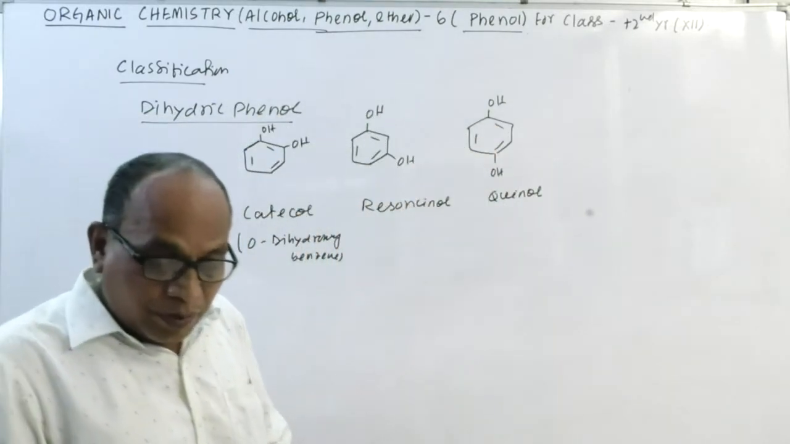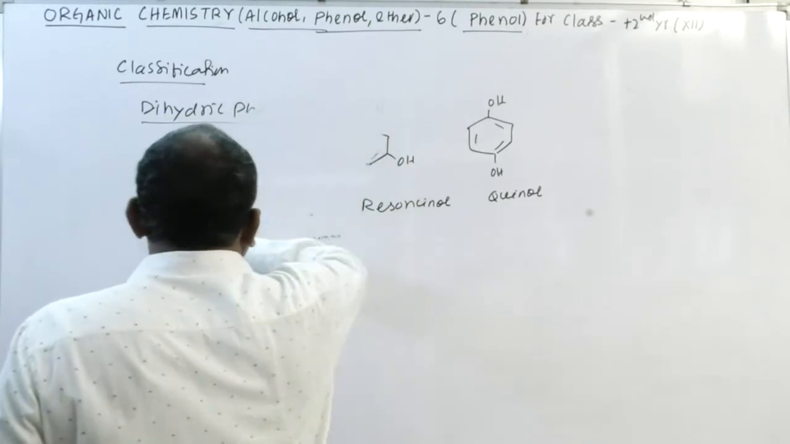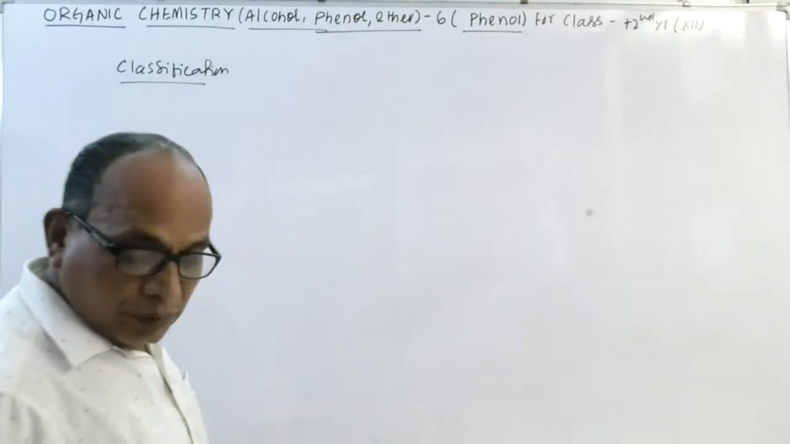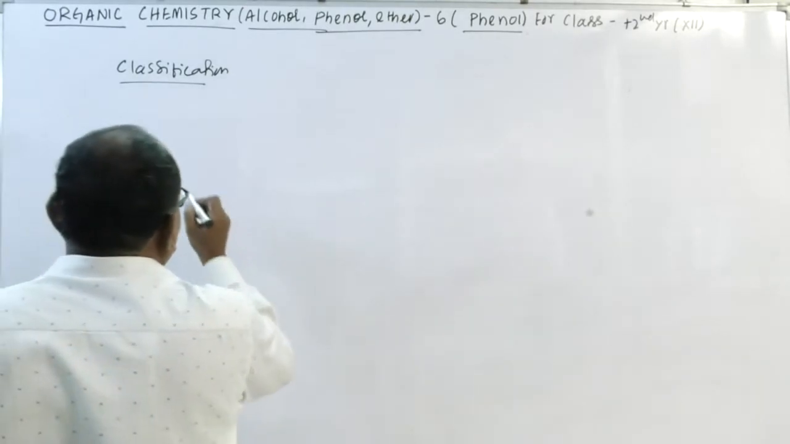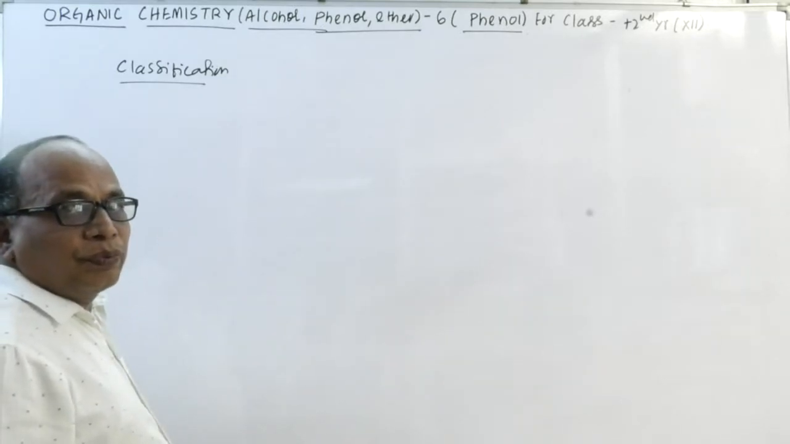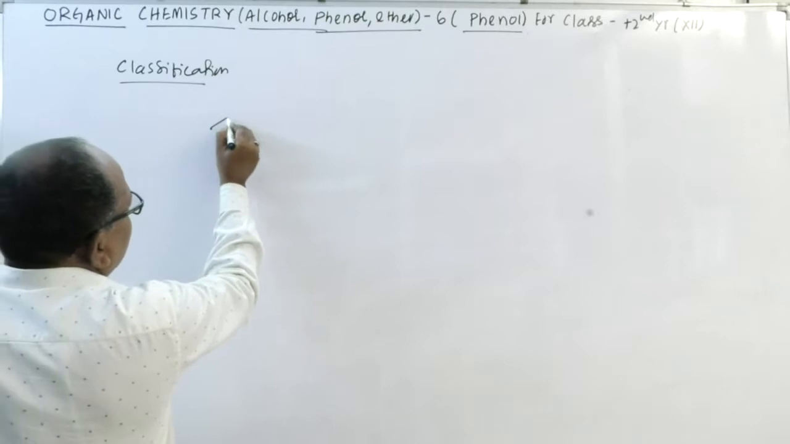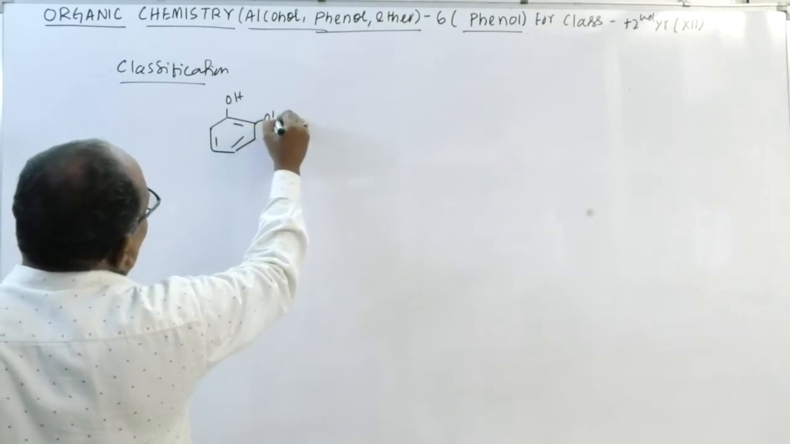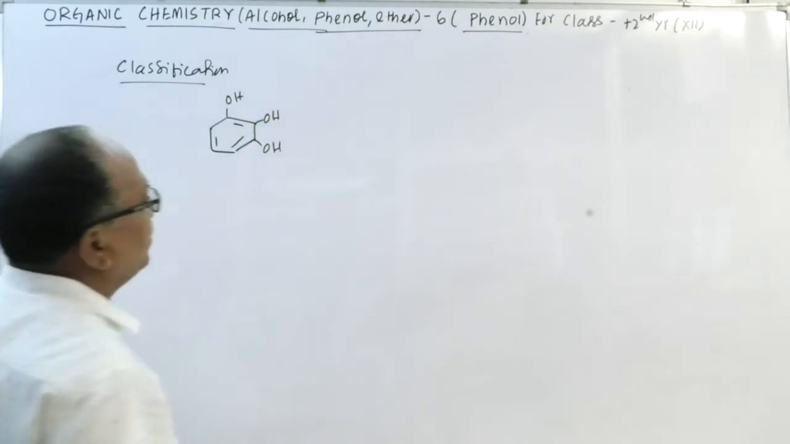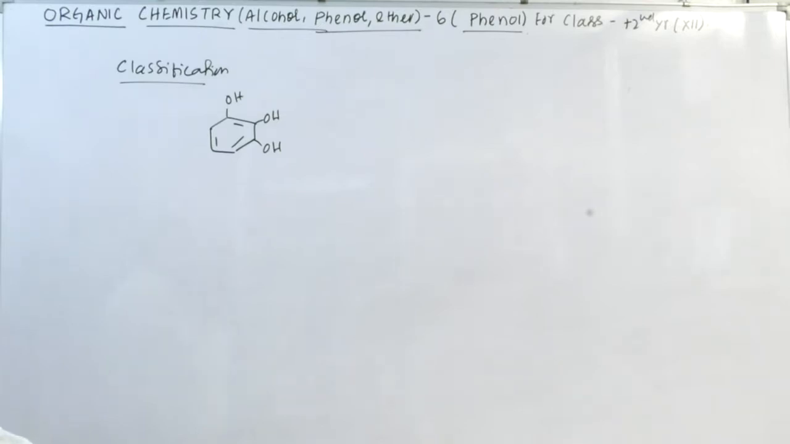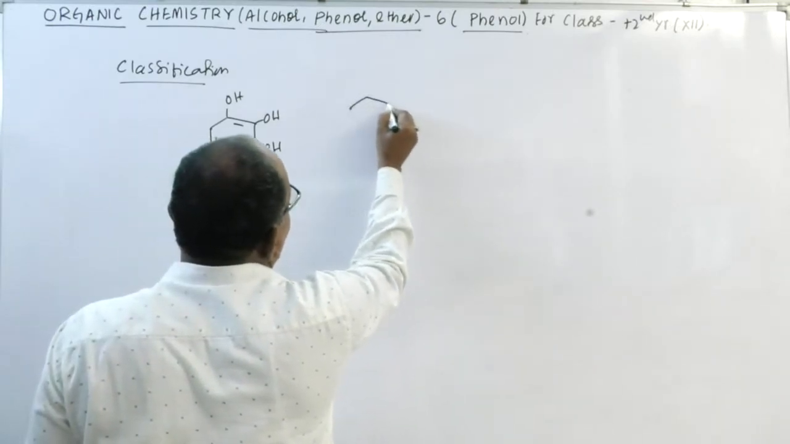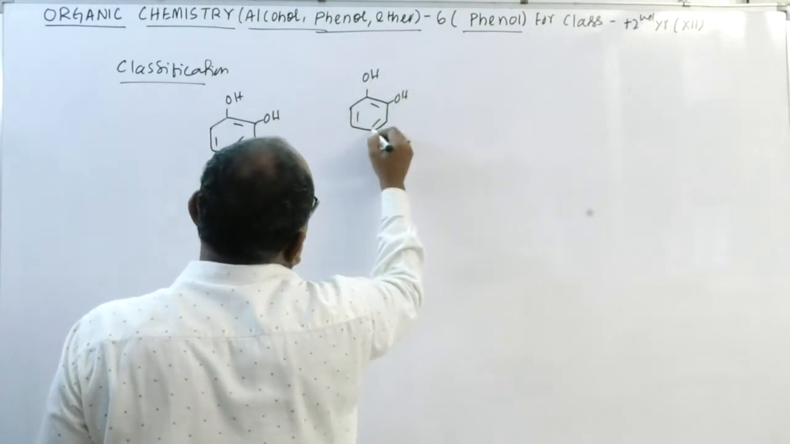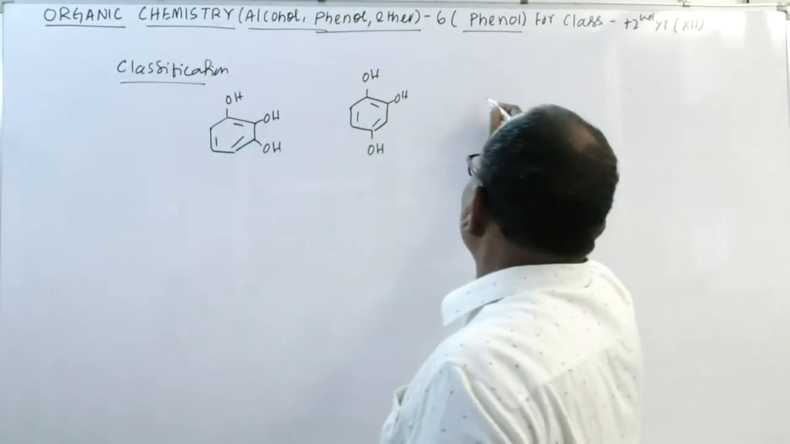Similarly, when the benzene nucleus contains three OH groups, that's called trihydroxyphenol. Trihydroxyphenol means three OH groups are present in the benzene nucleus, and this is one example of a trihydroxyphenol or polyhydroxy compound. And this is another type of trihydroxyphenol, and this is another one.